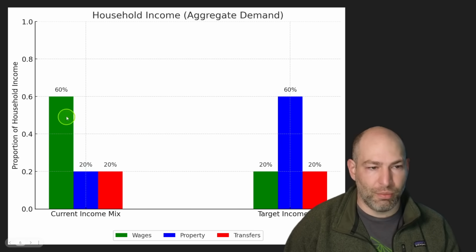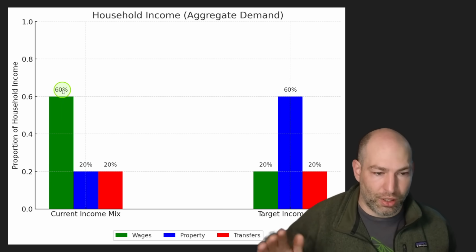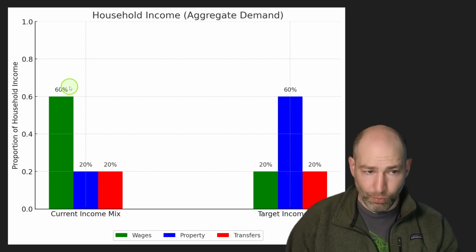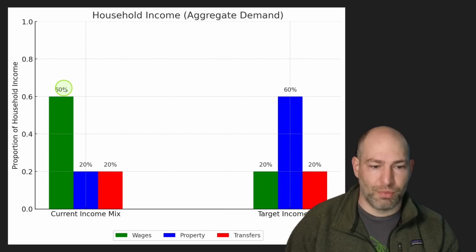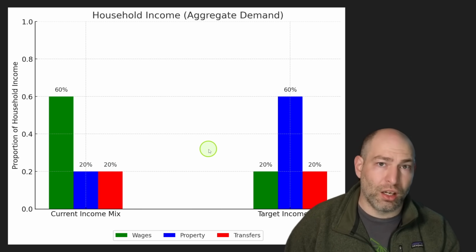So that's the current income mix of wages. In aggregate, looking at all of America, if you were to put it all into one big giant bucket, 60% of aggregate demand comes from wages, 20% comes from property, and 20% comes from transfers. Now, wages are not going to go away completely.